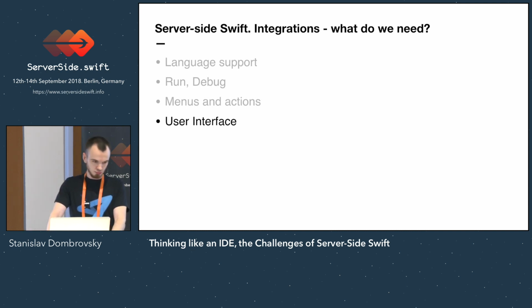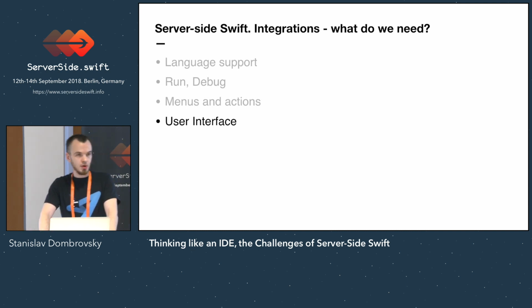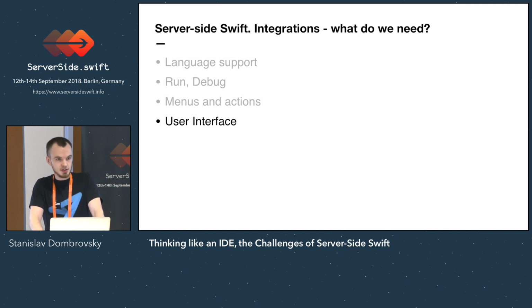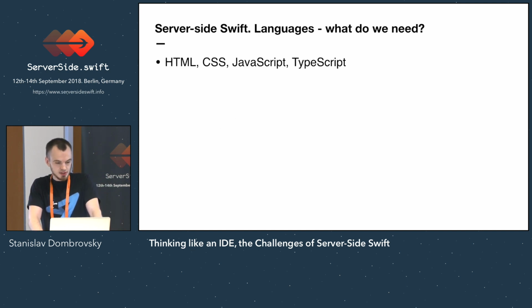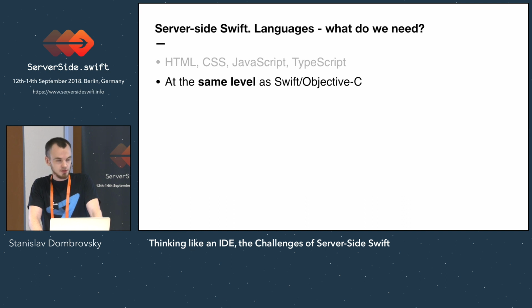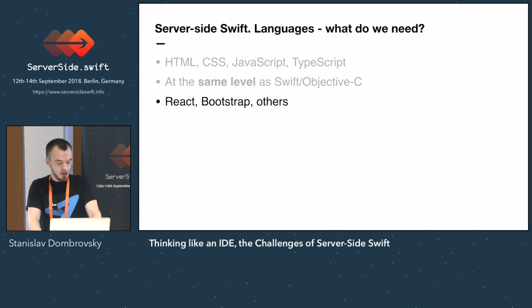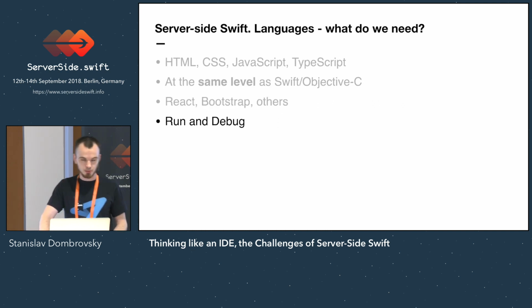And if we want to talk about the languages, the first-class citizens now are also HTML, CSS, JavaScript, and TypeScript, for example. And we need their support at the same level as we have for Swift and Objective-C, with all the code highlighting, code completion, and navigation features, because we also work with the front end. We may need support for specific web frameworks, like React, Bootstrap, and many others. Also, as I've said already, we may need to run and debug JavaScript.